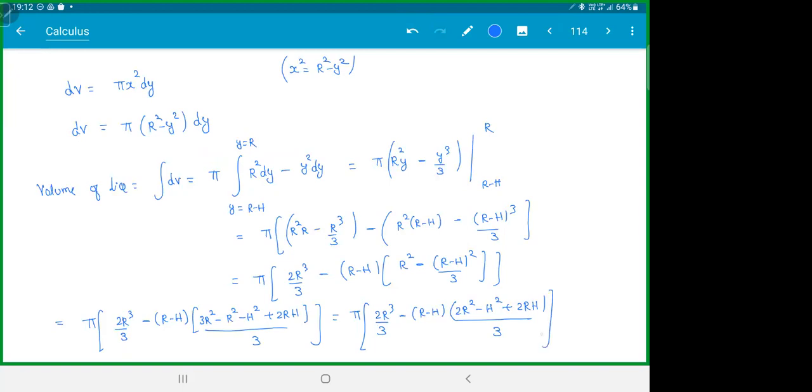Okay. So therefore, we know the answer. I will leave it to you guys to solve. Let's not waste time. So the answer is 1 by 3 pi h square into 3r minus h. I would have solved it, but I'm getting bored. The answer is a good answer.